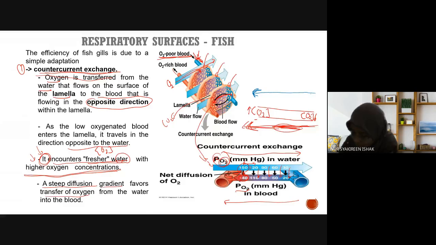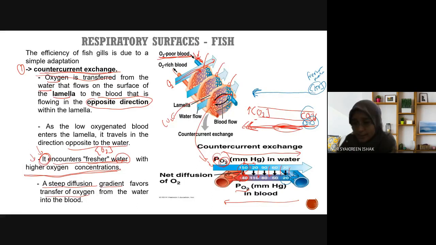Let's give an example. Oxygen-poor blood here is at 20, so 20 is the concentration of oxygen in the blood. When it encounters the water here, the water obviously has a high oxygen concentration, which is 150. So you can see there is a steep gradient.